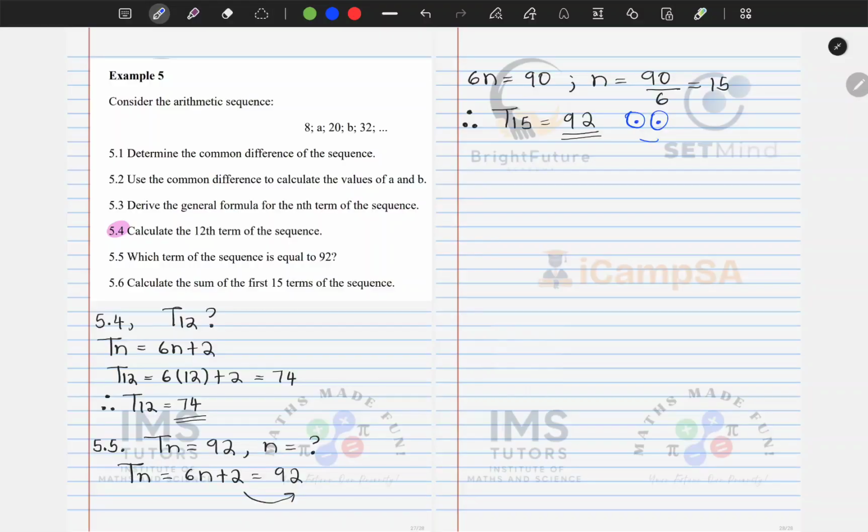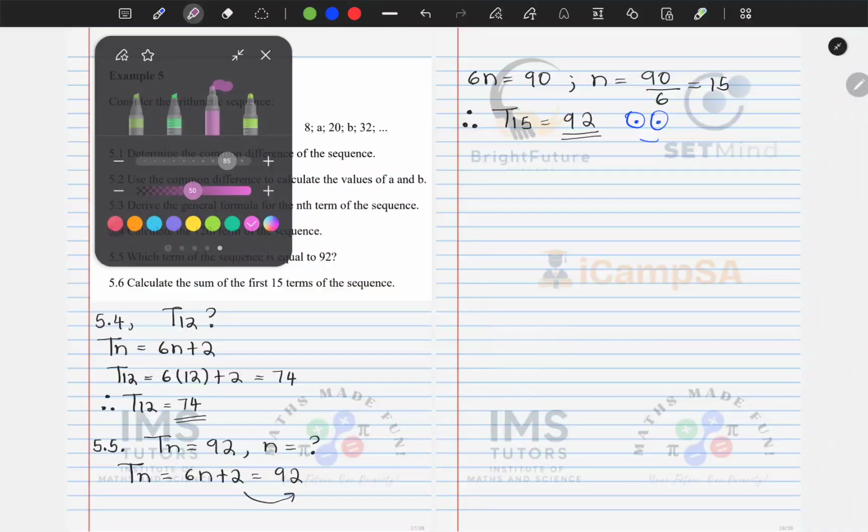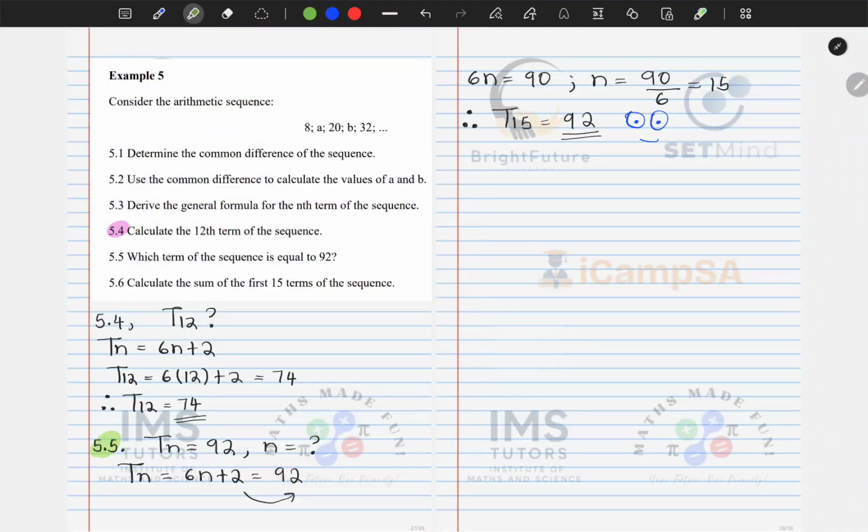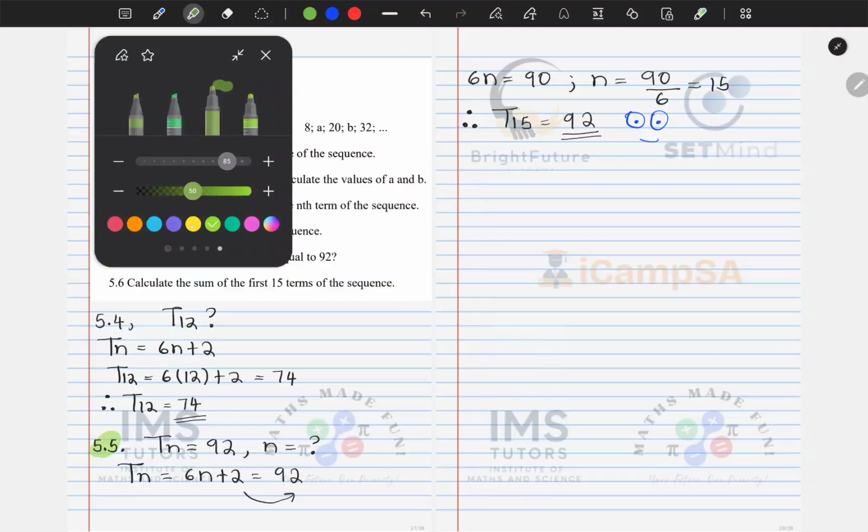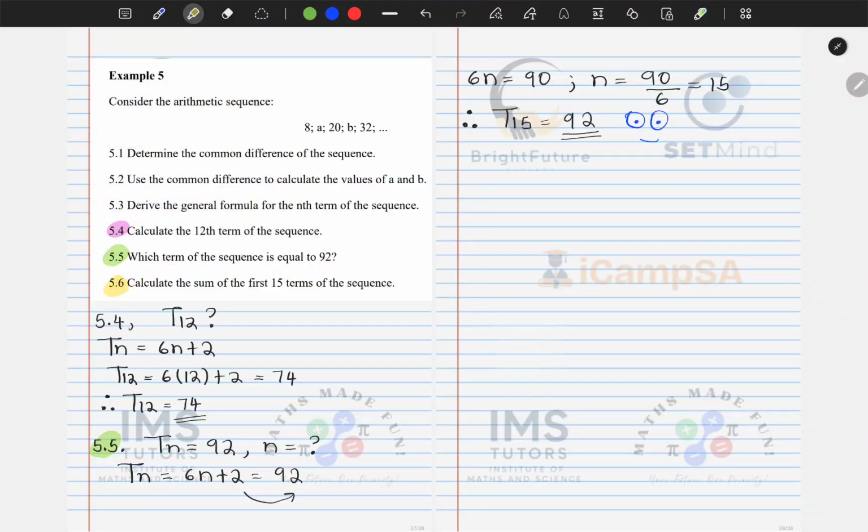So pause now and then and attempt these questions by yourself. So this is 5.5. Okay. And then next, we are asked to calculate the sum of the first 15 terms of this sequence. So very easy question. Let's go ahead and ace it. That will be 5.6.